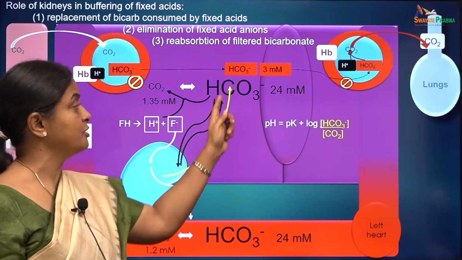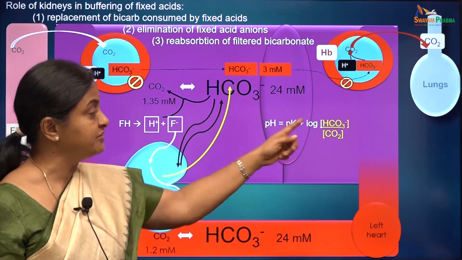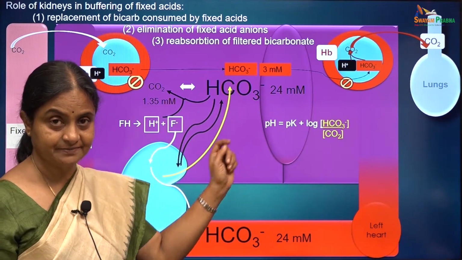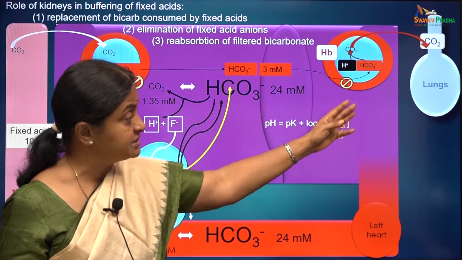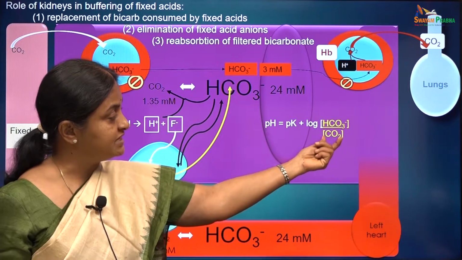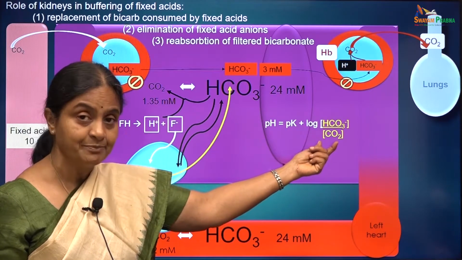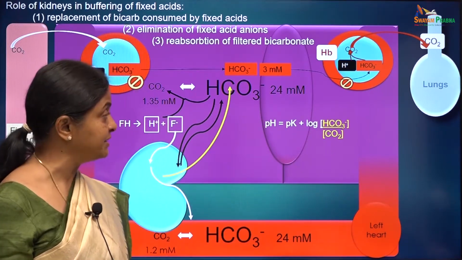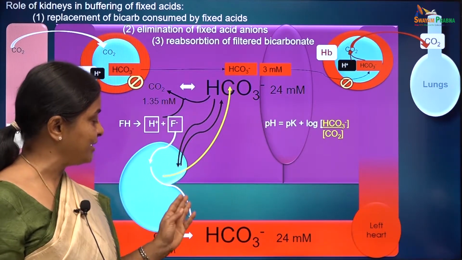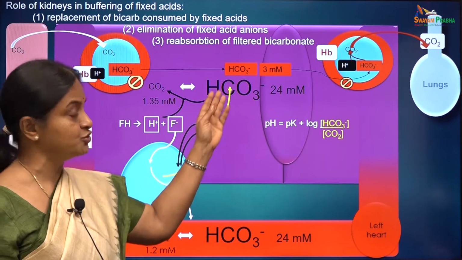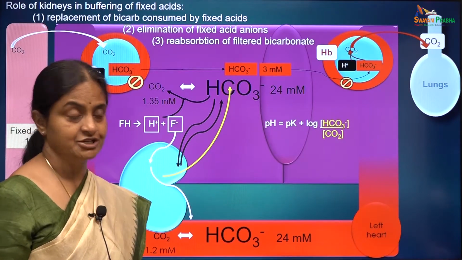If it does not reabsorb bicarbonate, there will be bicarbonate wastage in urine, bicarbonate levels will decrease and pH will decrease. We will see later that if bicarbonate levels decrease, the lungs will compensate by reducing carbon dioxide concentration as well. That would be a temporary compensatory mechanism, but ultimately if there is continued loss of bicarbonate in urine, if it is not reabsorbed adequately, it will result in a drop in pH.